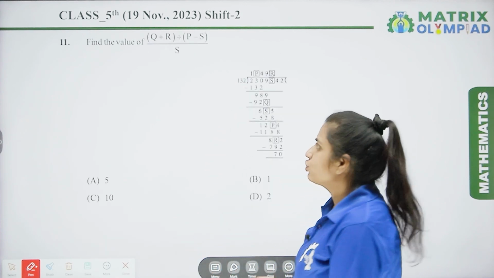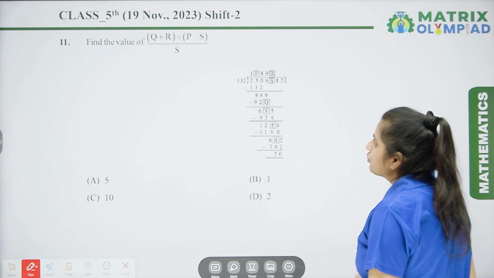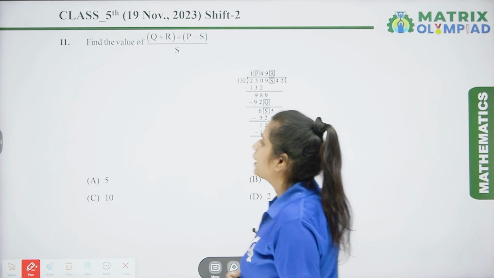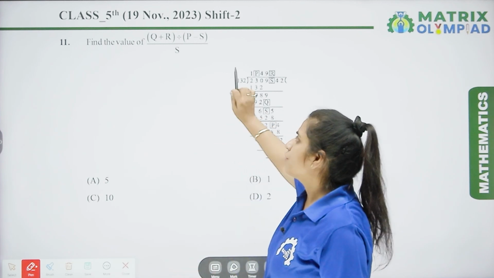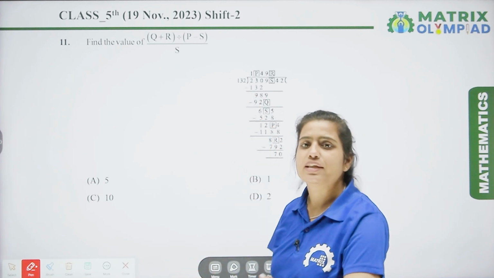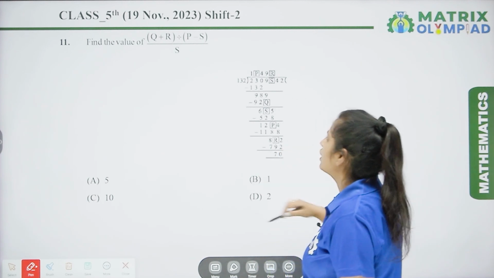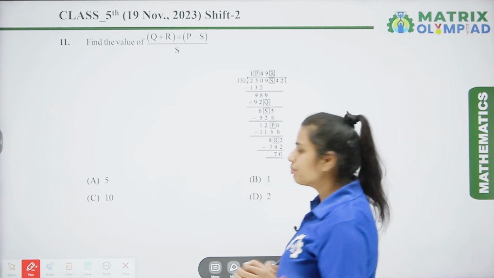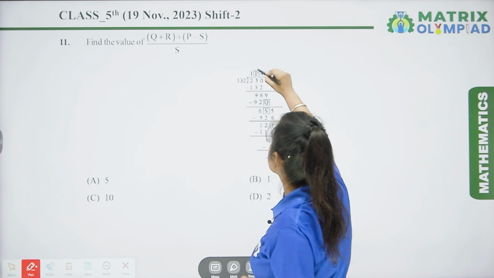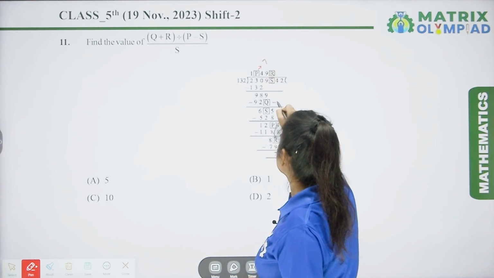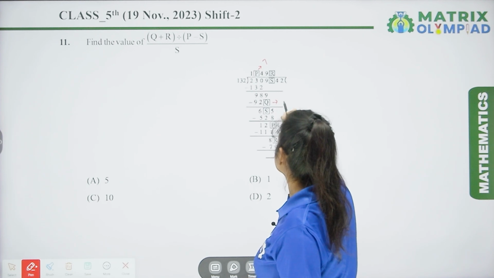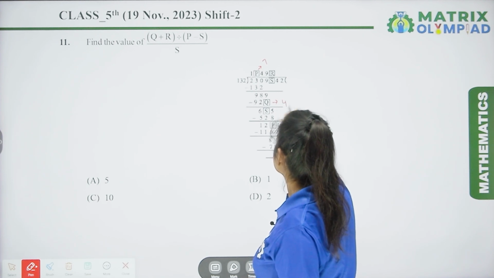Now let's start the next question. Next question is find the value of Q plus R divided by P minus S upon S. So here we have to find out the value of P, Q, R and S first. So let's find out with the help of this long division the values of P, Q and R, S. So here the P will be 7. Then the Q will be here 4.